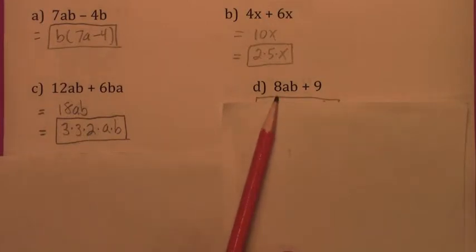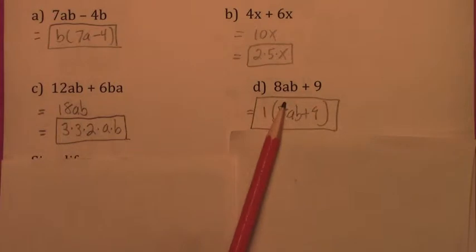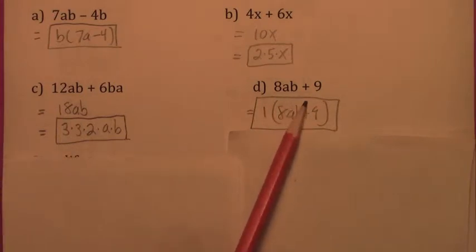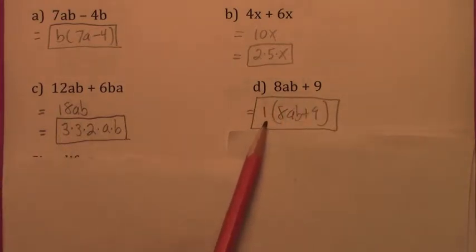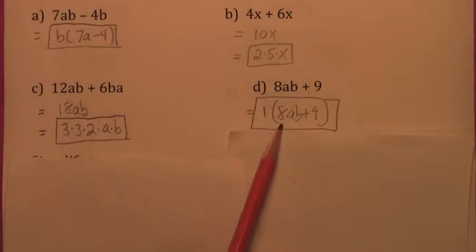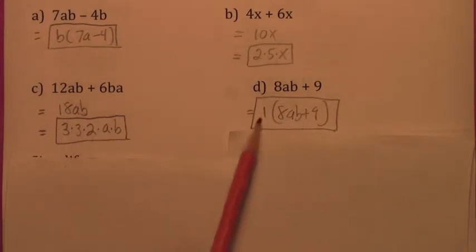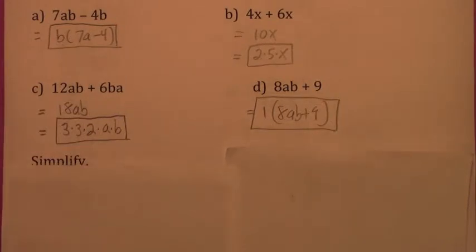Here, let's see, what would you do here? You can't factor this. There's no common factors, right? So you can't always factor. I guess you could say 1 times the quantity 8ab plus 9. That would be okay. Or you could just say can't be factored. That's fine. Okay, so here we go.